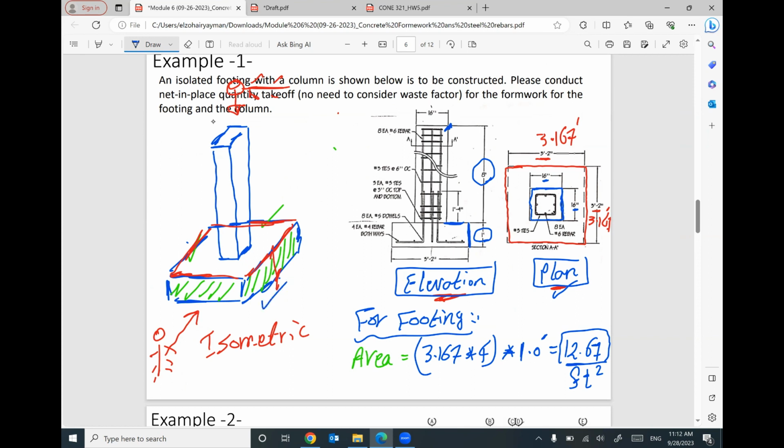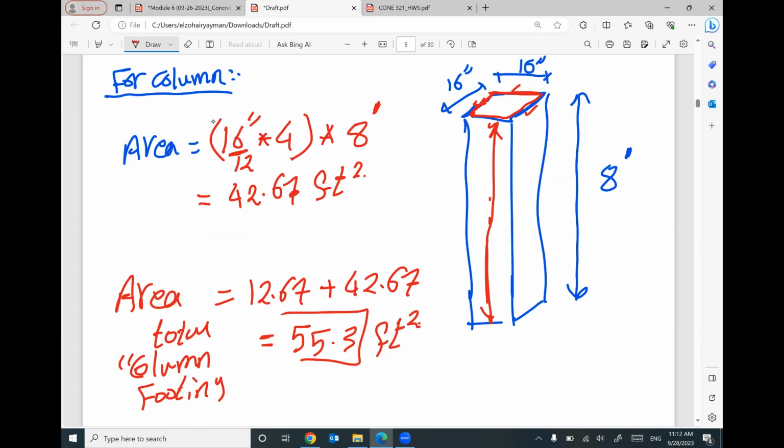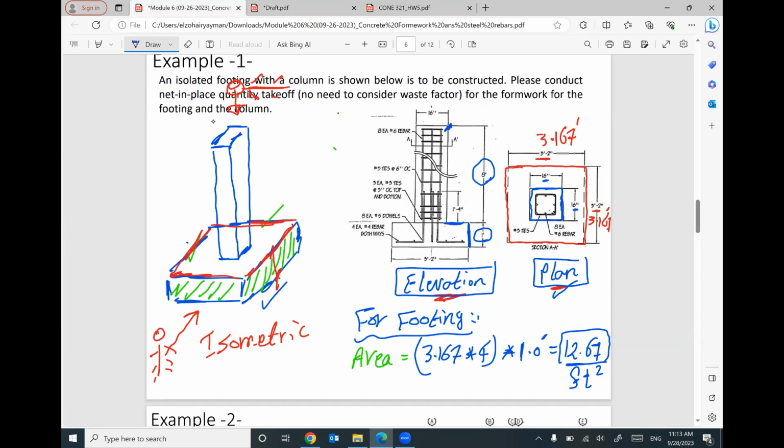If this arrangement is repeated many times in your building with the same dimensions, I can multiply this number by how many columns and footings. That makes sense? So the column and the footing is repeated. So how many times? I can multiply how many times by 55.3. But so far, we are given only one footing and one column, and we need to figure out the required formula.